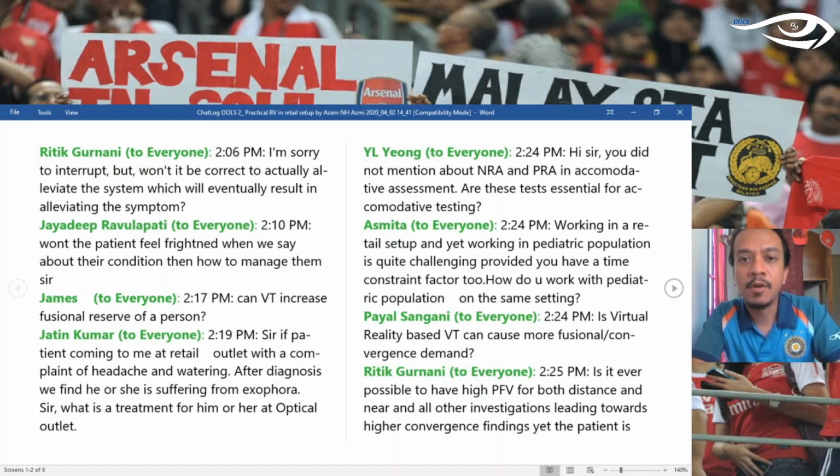Next question is coming from Asmita. Working in a retail setup and yet working in pediatric population is quite challenging, provided you have a time constraint factor too. How do you work with pediatric population in the same setting?